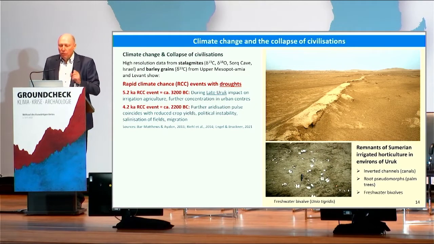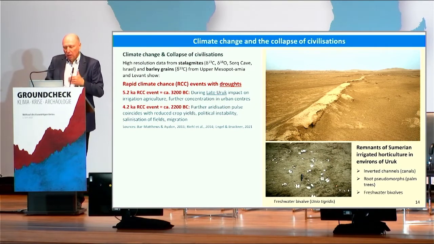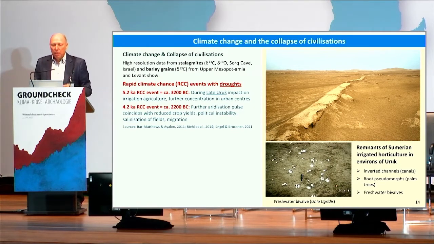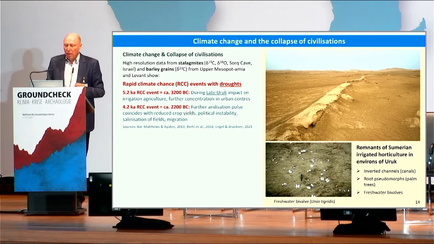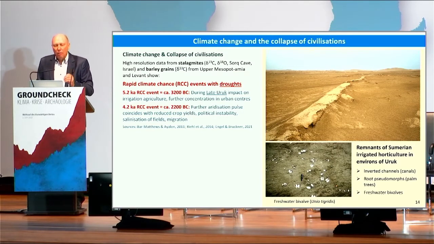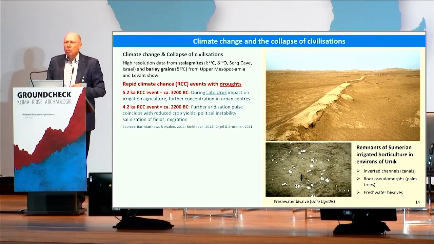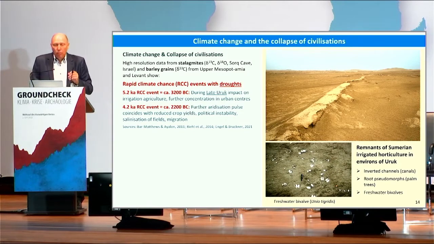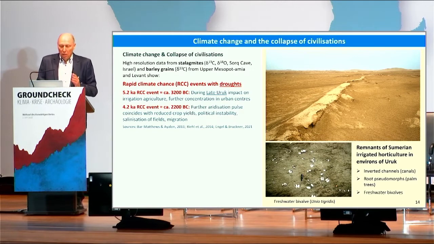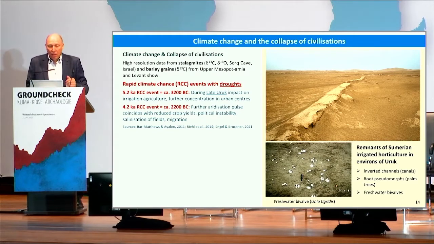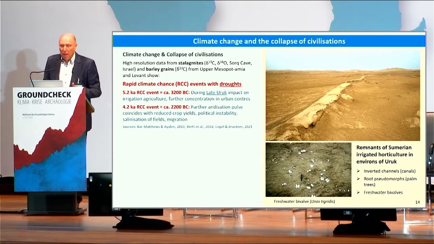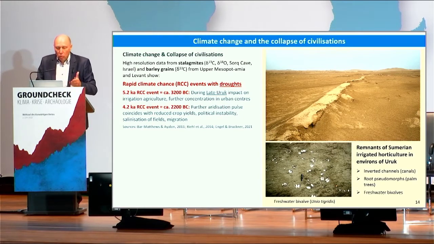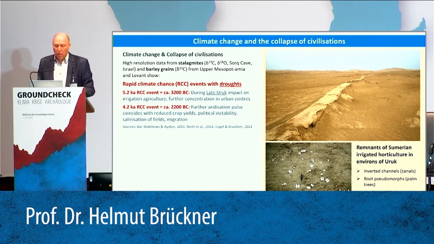And indeed, what we found out, not us, but others in the stalagmites, for instance, Soreq cave in Israel, you find that droughts are very devastating, of course, to the cultures. This is the cultural collapse. We see the 5.2 kilo-year rapid climate change event and the 4.2 rapid climate change event. This led to salinization of the fields, and the people finally had to migrate. They had to move because it was not possible to live there anymore. The Sumerians had to move more north.